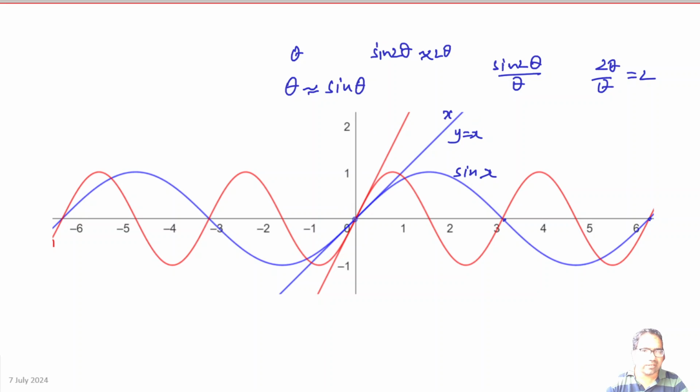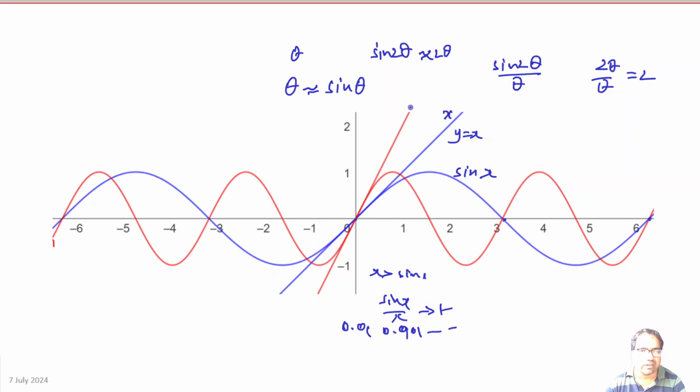When theta or x comes closer to 0, this line and this curve of sin x are actually coinciding. Obviously x is always greater than sin x, but when they come close to 0, they become very close. That's why sin x by x will tend to become 1. Because they become so close, it becomes 0.9, 0.999, whatever, and it tends to become 1.